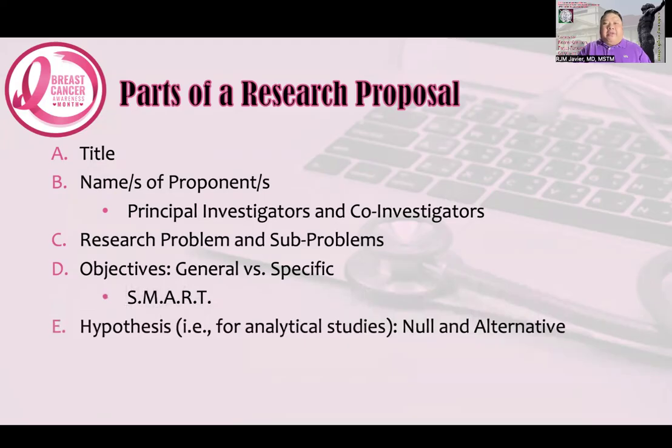For those of you who will be employing an analytical research design, you will also need to formulate your hypothesis, both the null and the alternative hypothesis. With regard to your alternative hypothesis, we also differentiate between your one-tailed and your two-tailed alternative hypothesis.